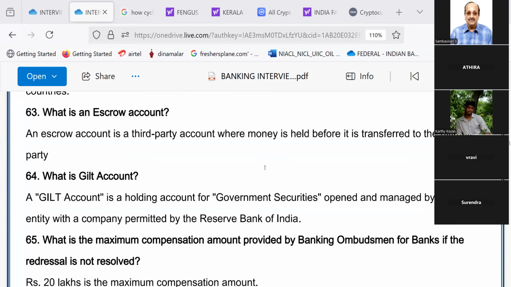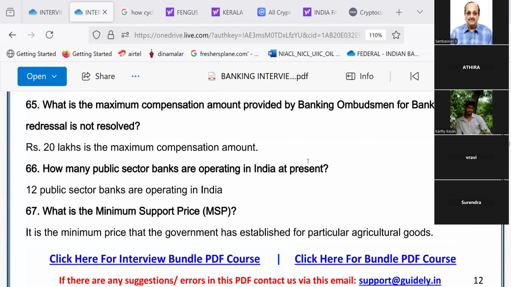Okay. Continue. What is 64? What is a gilt account? A gilt account is a holding account for government securities, opened and managed by a person or an entity with the company permitted by RBI. Okay. 65.